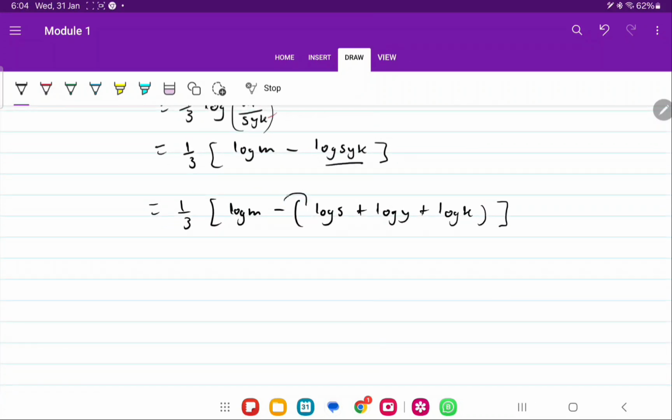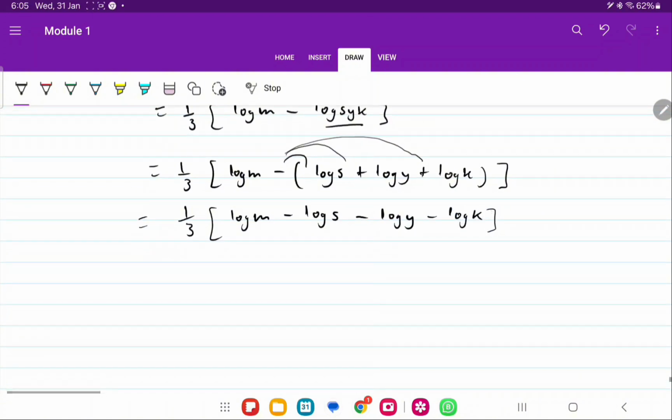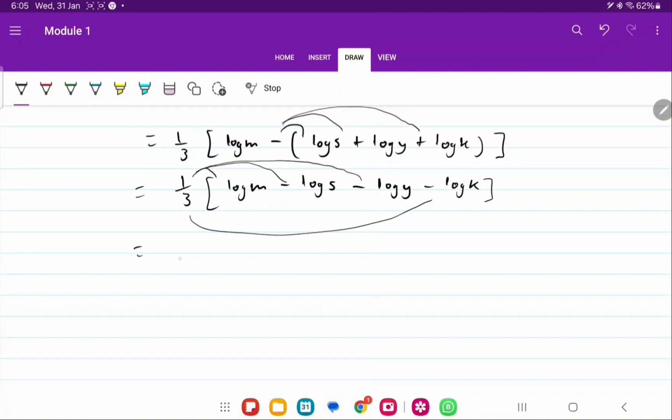Now I'm going to distribute the minus. So I'm going to get 1/3 into the log of m minus the log of s minus the log of y minus the log of k. And we can now distribute the 1/3. So this is going to give me 1/3 times the log of m minus 1/3 times the log of s minus 1/3 times the log of y minus 1/3 times the log of k.